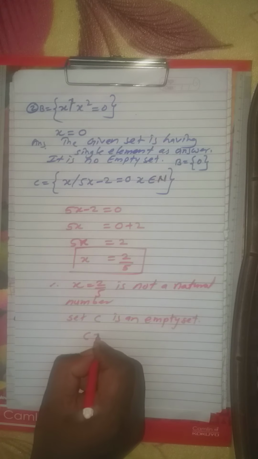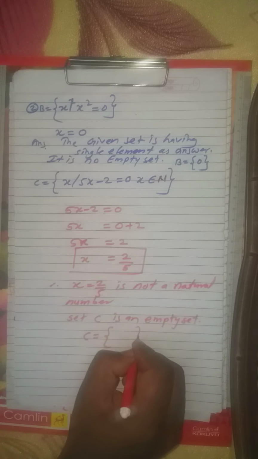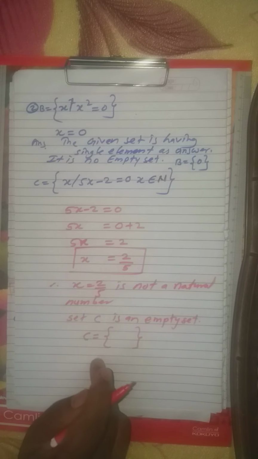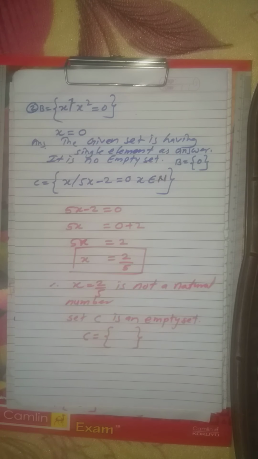You can write like this: C is equal to, in curly brackets we don't write anything, that is called an empty set. Now dear students, the fourth question is remaining from this exercise 1.4. We'll see it in the next video.